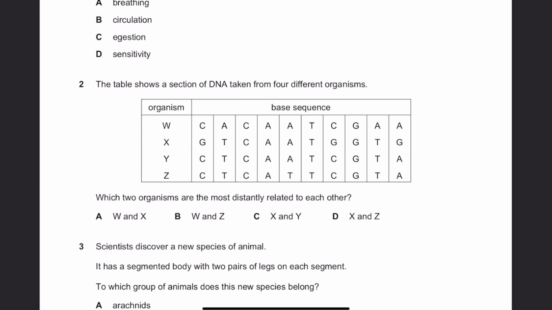Number 2. The table shows a section of DNA taken from 4 different organisms. Which 2 organisms are the most distantly related to each other?